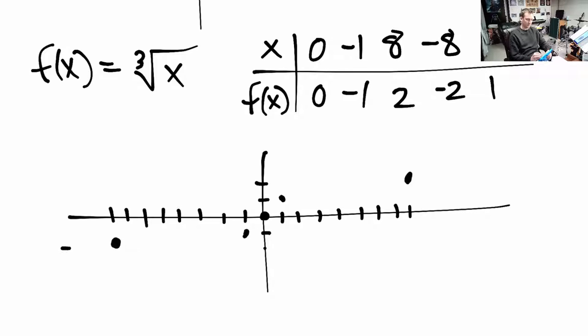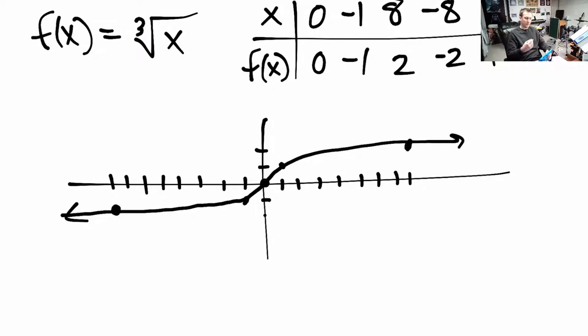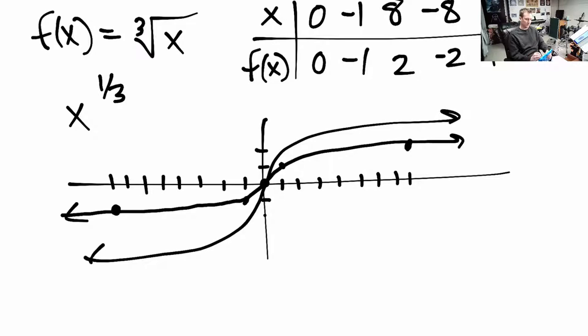So this graph looks like this. Okay, and this is the way that odd denominators in root functions look. If they were even, they were just 1/2 of this thing, essentially. Evens looked like this, but odds always have this S curve to them. They always have this. So they look like this. Okay?